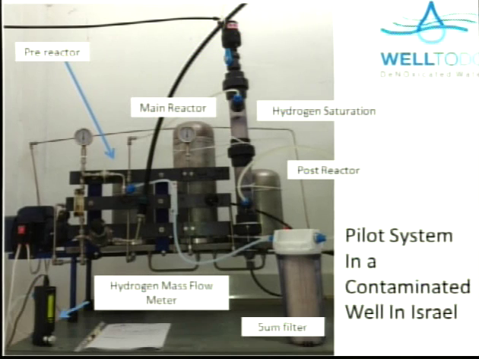I wanted to show you this picture as an example of their current pilot system, treating water with a nitrate concentration in the raw water of about twice the current U.S. standard. So they've got a pre-reactor and they're feeding hydrogen, and then they've got a main reactor, and they're dealing with the hydrogen saturation question right now. This is a small 1 to 2 liter per minute system. They're going to a 1 cubic meter per minute system soon, which is obviously much, much bigger.